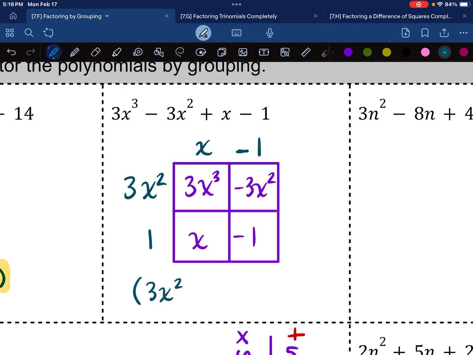So my final factored form is 3x squared plus 1 times x minus 1. You have to write it in factored form. Showing the box is showing your work, but the factored form is the answer.